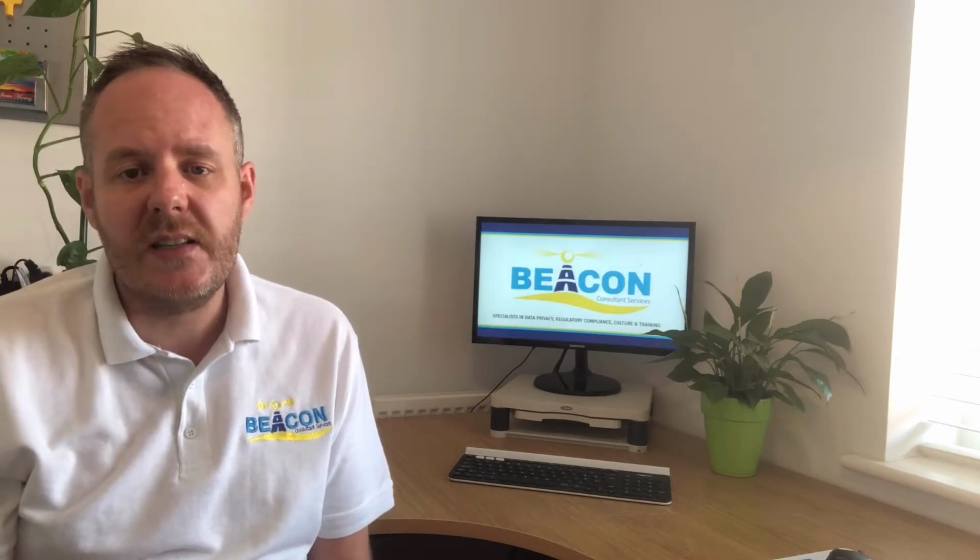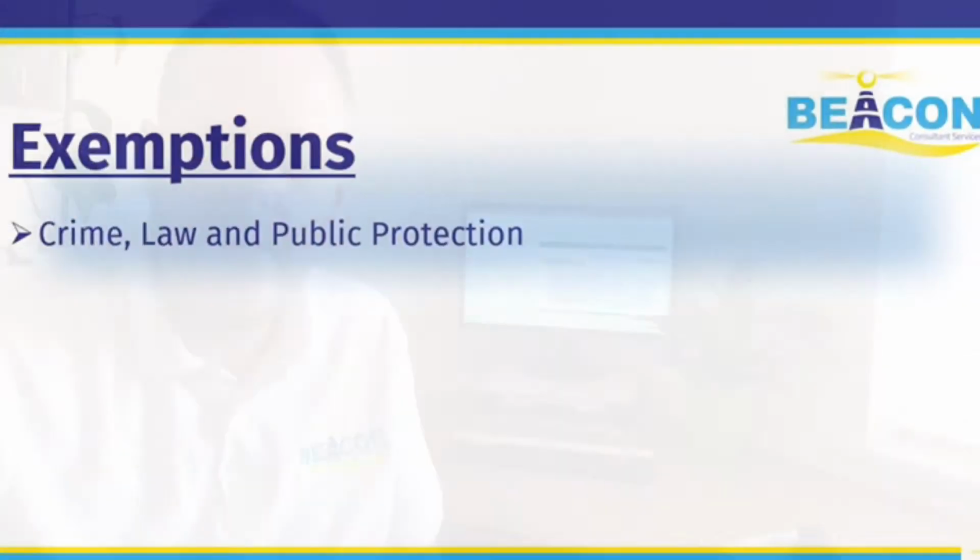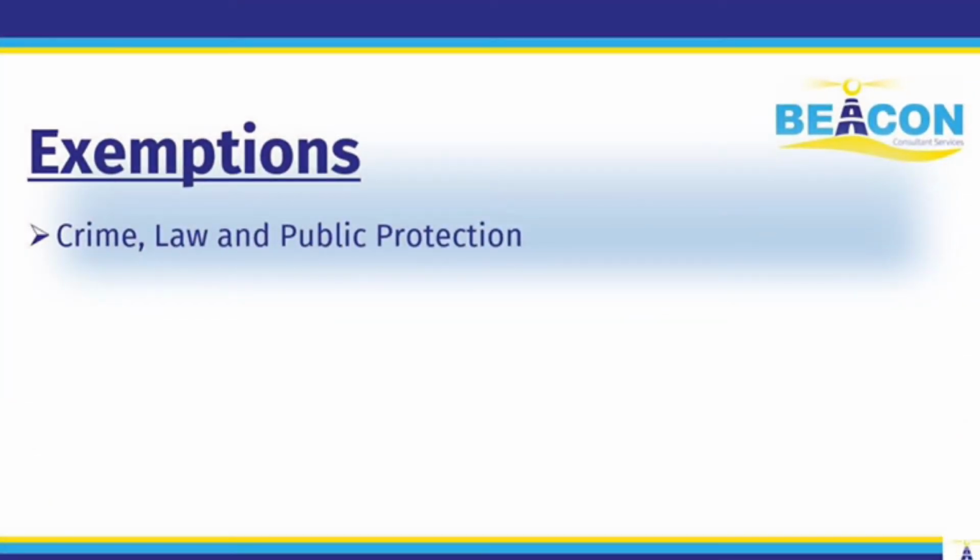So let's take a look at those exemptions in more detail. I'll just run through some examples here of the sorts of things captured under each of these exemptions. There's obviously a lot more detail under each of these, but I can't go through all of it in this small video. So the first is the crime, law and public protection exemption. This is to prevent and detect crimes, to apprehend and prosecute offenders, where there's a claim to legal professional privilege, immigration control, etc.